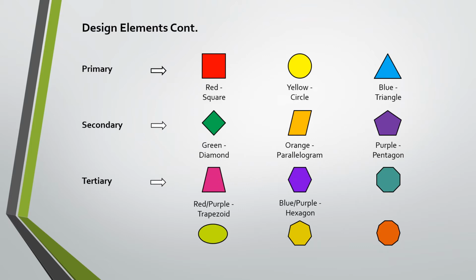Next one across, we have a blue purple hexagon. So we've combined our blue with our purple. Next one across, we've combined our blue with our green to get a blue green, and that's an octagon right there. Got a nice oval for our yellow green colour. We have yellow orange, and that's a heptagon there, so that's a 7-sided shape. And red orange for our decagon, and decagon is a 10-sided shape.